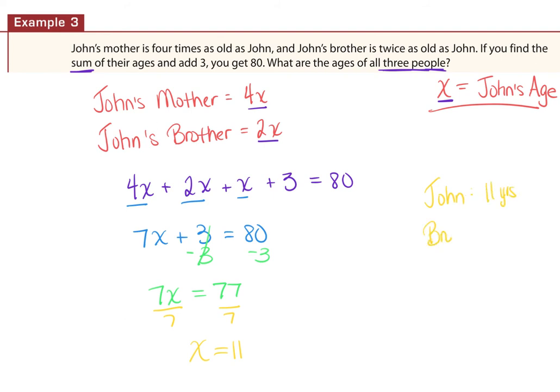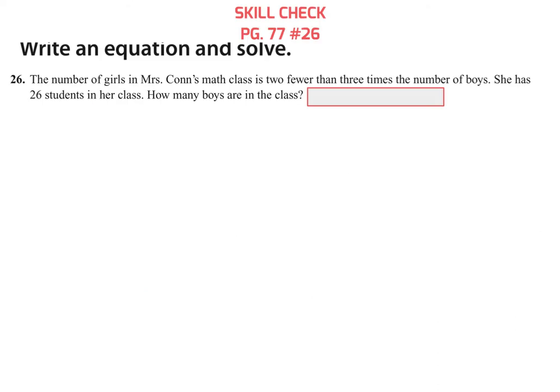How do we get his brother's age? Multiply by 2. How do we get his mother's age? Yep. Now we have answered the question. So you were not done with the question when you just solved for your variable, okay? So this is why you have to go back and say, did I answer my question? Yes, I did. Now you're done.